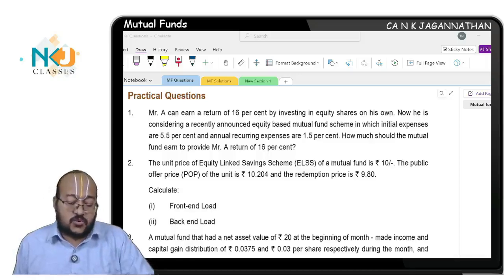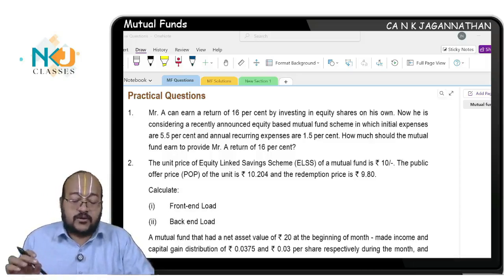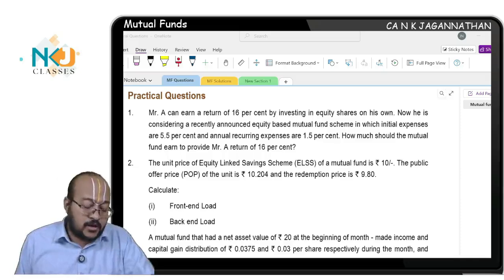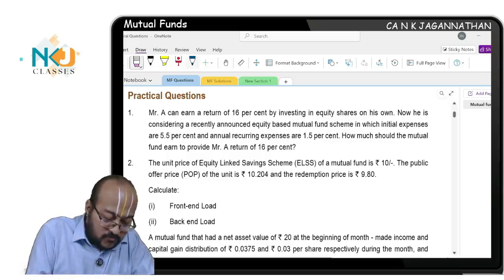Hello friends, so today we are going to discuss all the ICAI study material questions from the chapter mutual funds. Very important chapter, every attempt regularly asked in the examination. So take question number 1 for discussion.